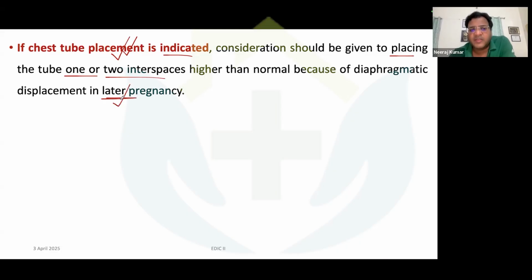So always check which week of pregnancy they have asked, whether they have given the cutoff of 13, 20, 18, 22, like that. Based on that, you can choose this option.